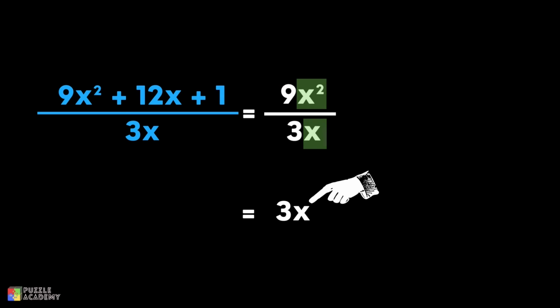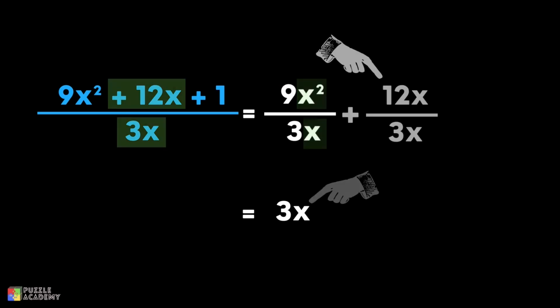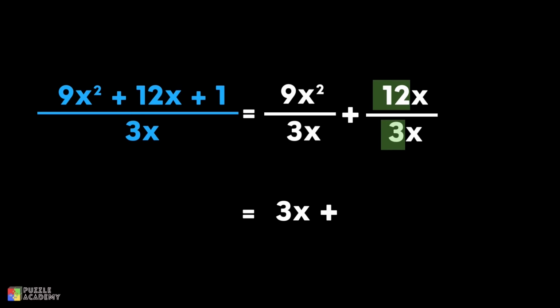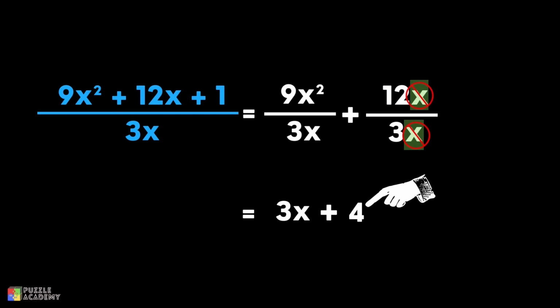So we have 3x. Now, in the second term, we have 12x over 3x. The constants of the second term is 12 over 3. Then we simplify it, we have 4. The second term had x above and below, so they canceled each other out, which left us 4 only. What about the next one?